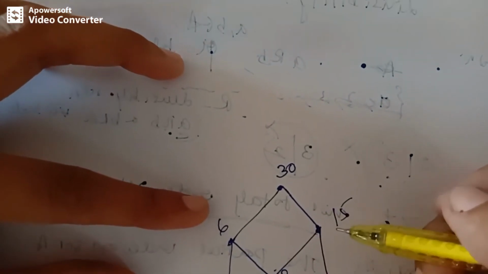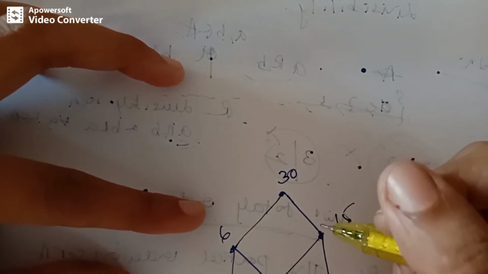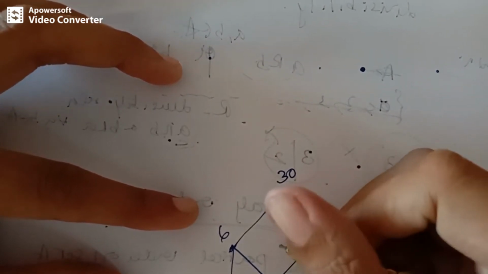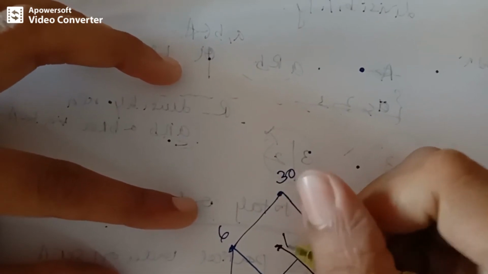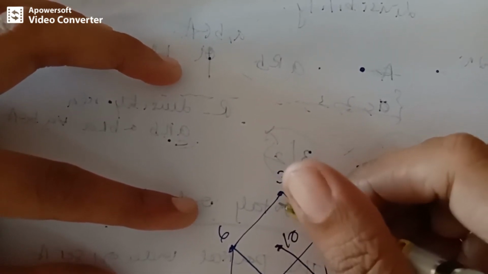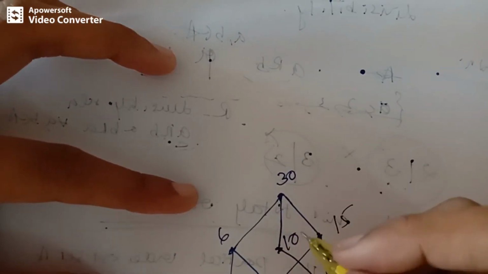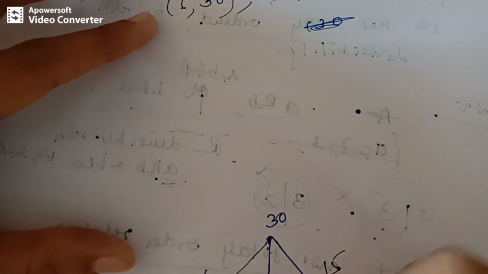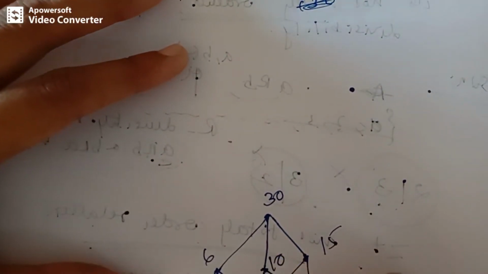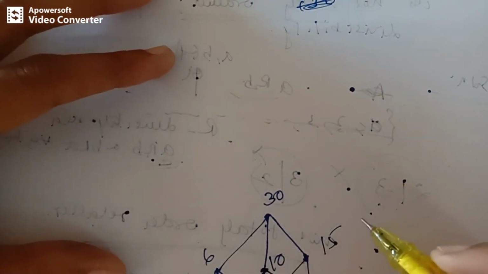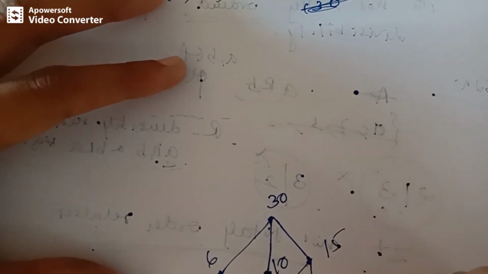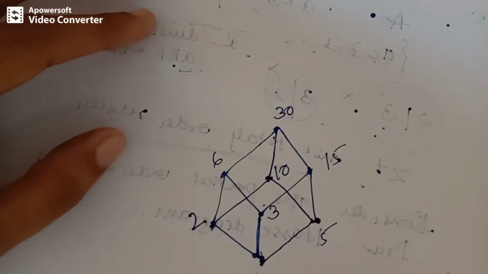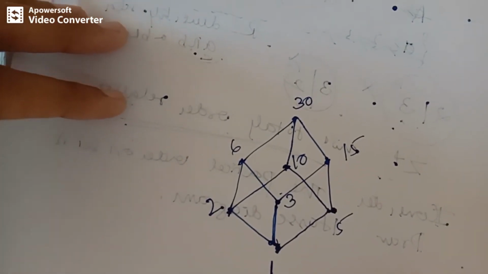And then what about the other element? We have got 10. So which is the element that divides 10? 5 divides 10, correct? Okay, 5 divides 10. Then what else? 10 divides 30. Okay, 10 divides 30. Then what else? Then does 2 divide 10? Yes, 2 divides 10, 2 divides 30. Okay, so we have included almost all the elements 1, 2, 3, 6, 5, 10, 15 and 30. So this is the basic Hasse diagram for the given relation.